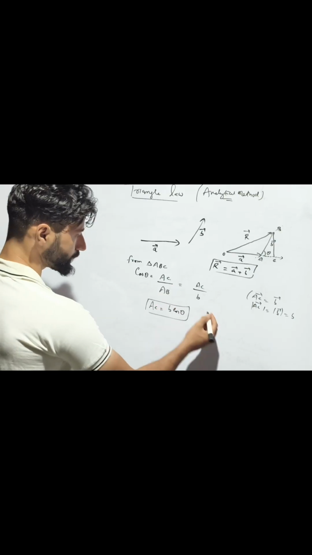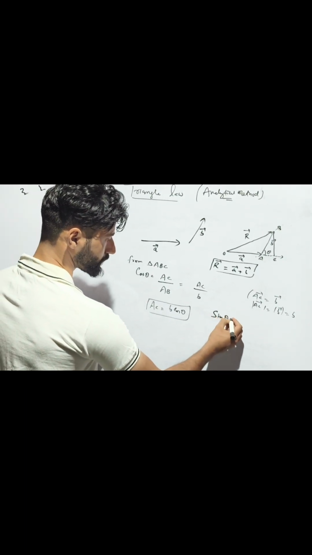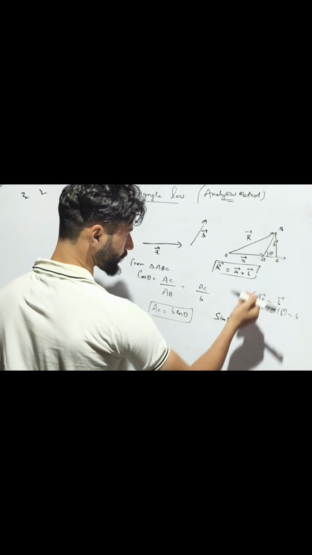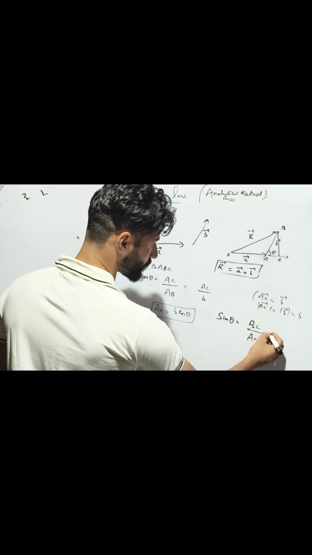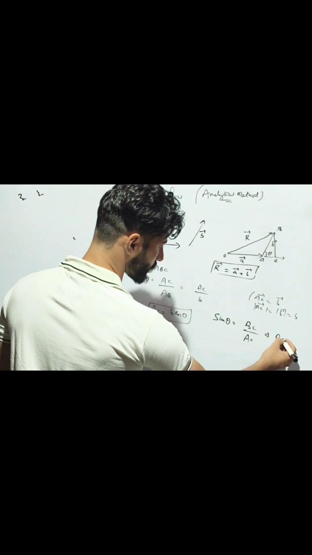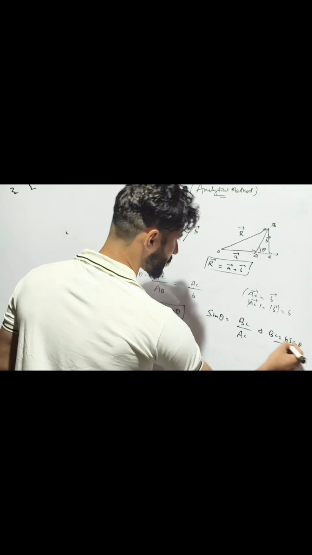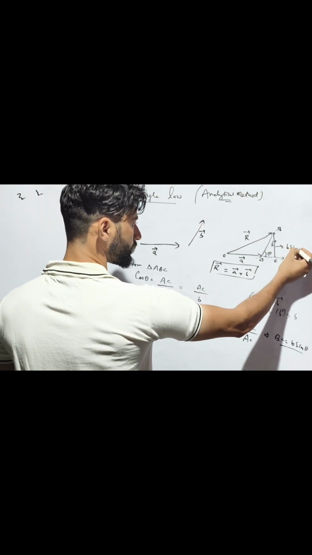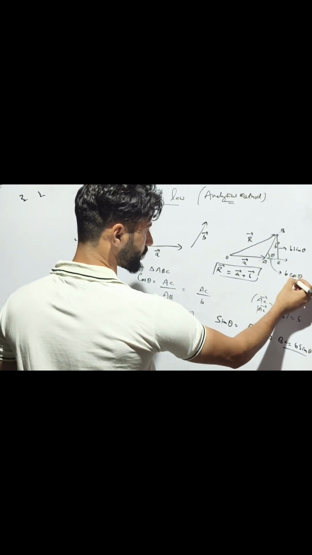Similarly, from triangle ABC, sine theta is equal to perpendicular divided by hypotenuse, that is BC divided by AB, which implies that BC is equal to B sine theta. So this side BC is B sine theta, and this side AC is B cos theta.